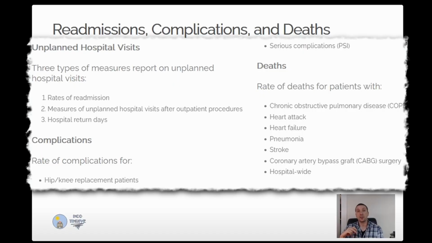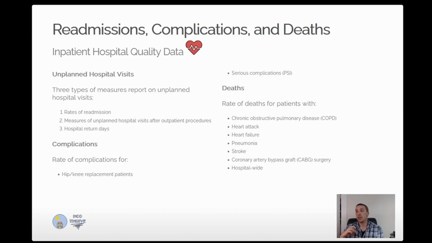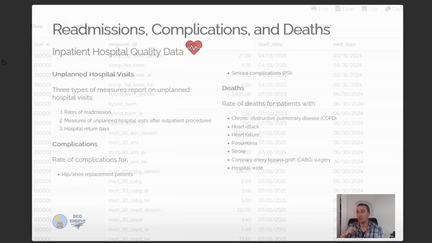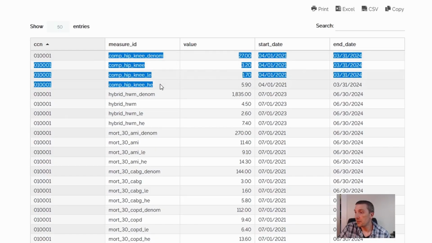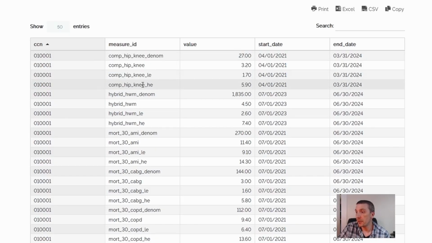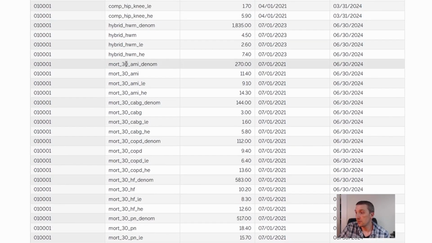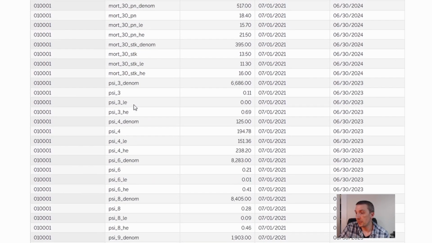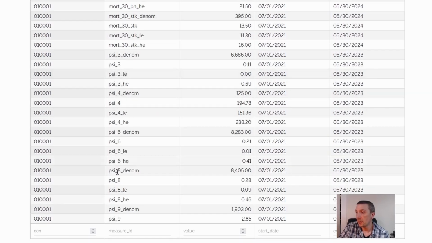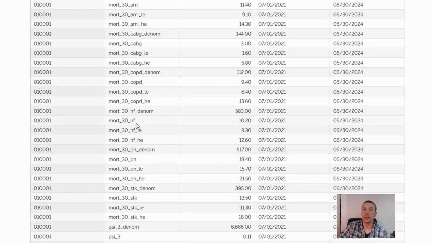Deaths are for serious issues as well. And those include COPD, heart attack, heart failure, etc. And looking at the data, you can see here we have complications from hip and knee surgery, mortality dealing with an AMI, heart attack, and so forth. And then you can see the PSI measures that are used also in the HCRRP program.